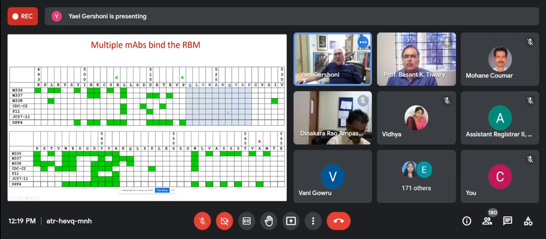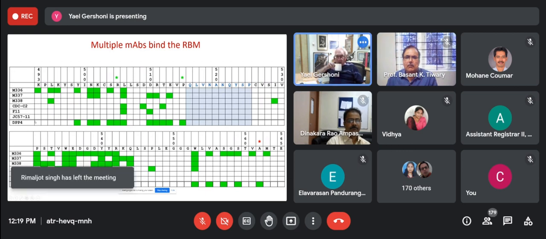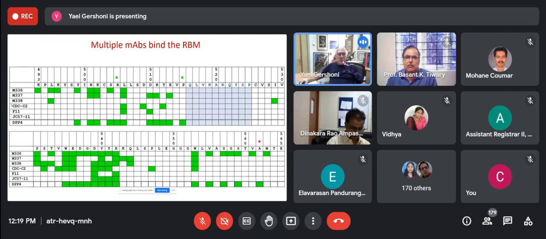And here, the idea that Lakshmi proposed was if we cannot show that the receptor binds, maybe we should use a panel, a collection of different monoclonal antibodies. And here you can see a bunch of them, M336 and 337. And then we also received some monoclonals from Barney Graham at the NIH.